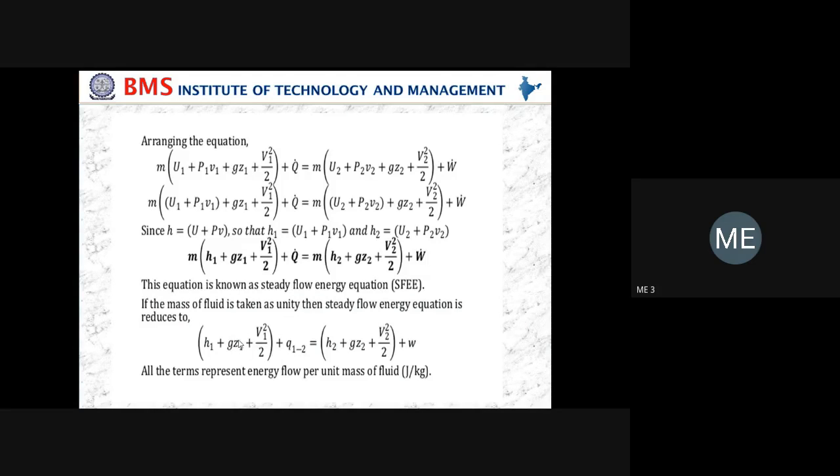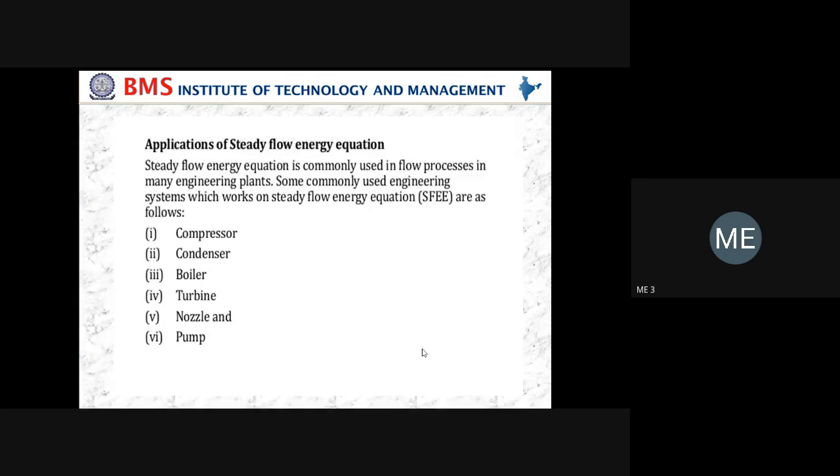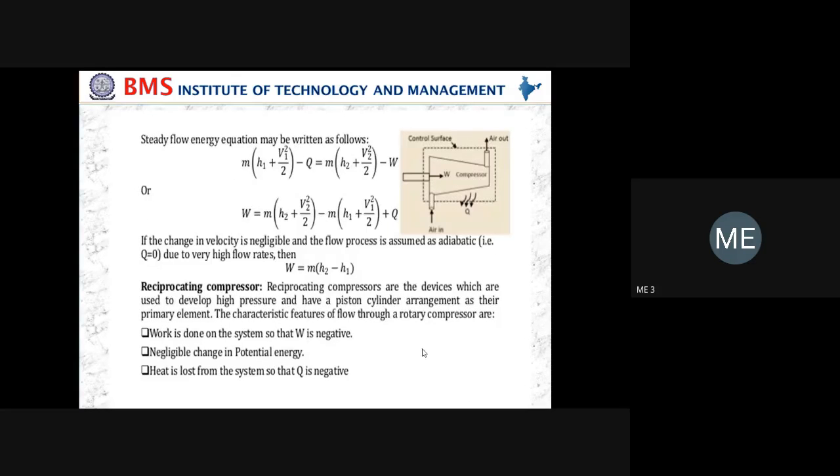So H1 plus gZ1 plus V1 square by 2 plus Q12 equals H2 plus gZ2 plus V2 square by 2 plus W. Okay. So for all the application, you have to write the steady flow energy equation, and then you have to write the assumption. Okay, as I said, W is negative, so you have to show minus. Okay, and then Z1 and Z2 are the same, neglecting the datum head.